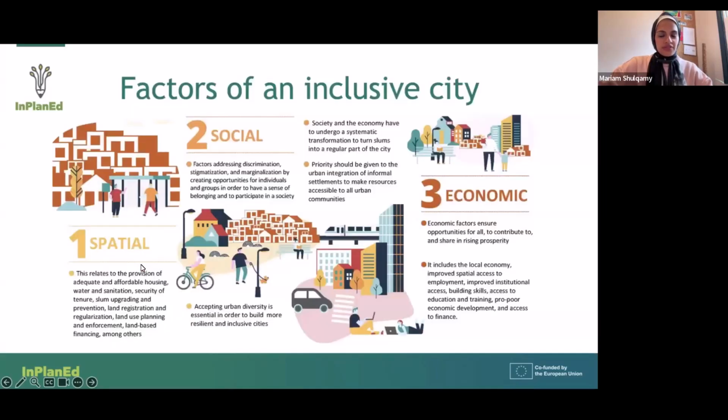There are also several factors identified by the World Bank, which are fundamental for interpreting and analyzing an inclusive city. The three main factors are spatial, social, and economic factors. The spatial factors look mainly at how cities are spatially organized, while social factors focus more on community and social cohesion, and the economic factors assess the accessibility to opportunities within the urban environment.